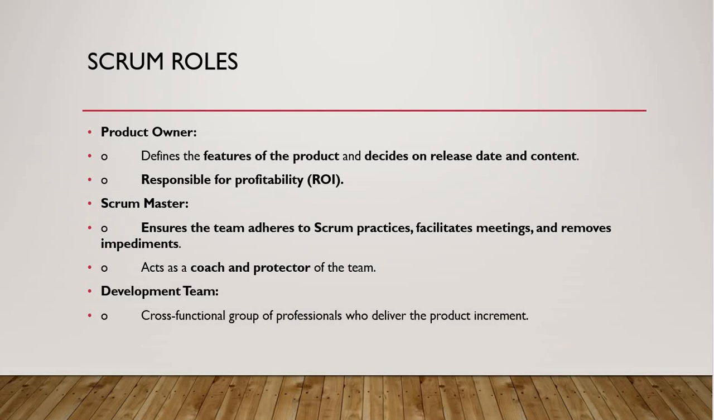Okay, these are the Scrum roles. We have the product owner. Who is the product owner? This is the role of the product owner: the one who defines the features of the product and decides on the release date and content. Siapa yang menentukan feature produk yang akan dihasilkan, dan dia yang menentukan tarikh release date, and then the content. The product owner is also responsible for profitability.